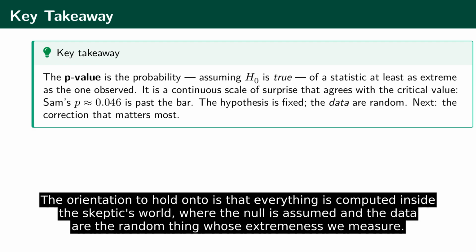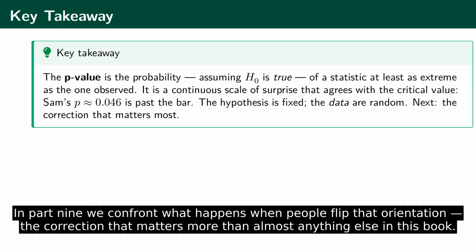The orientation to hold on to is that everything is computed inside the skeptic's world, where the null is assumed and the data are the random thing whose extremeness we measure. In Part 9, we confront what happens when people flip that orientation, the correction that matters more than almost anything else in this book.